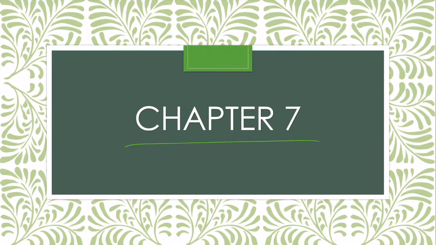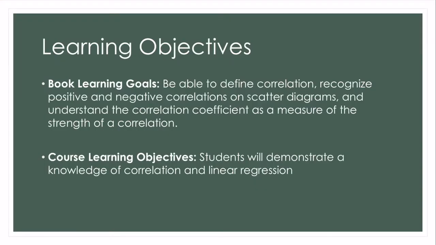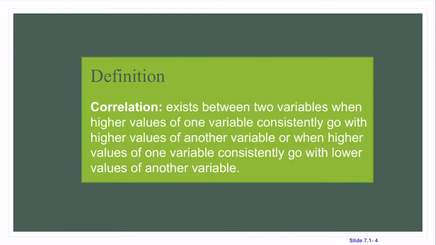All right, class, it's time to start Chapter 7. Chapter 7 is all about correlation and causality. In Section 7.1, we're going to be talking about finding correlation and what that means. Here are our learning objectives.